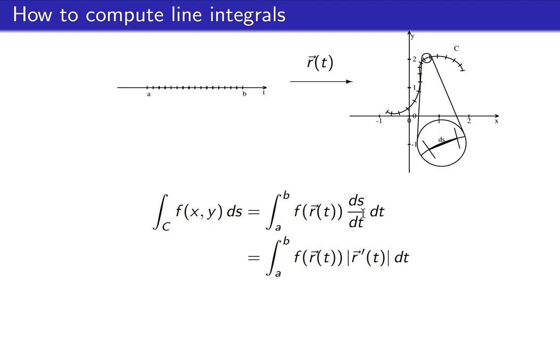This is just how we change coordinates from ds to dt. And ds dt, that's the speed. And so this is the magnitude of r prime of t. Okay, so remember how this worked. Instead of integrating on ds, you're integrating on dt, but I just have to stick this extra piece in here.